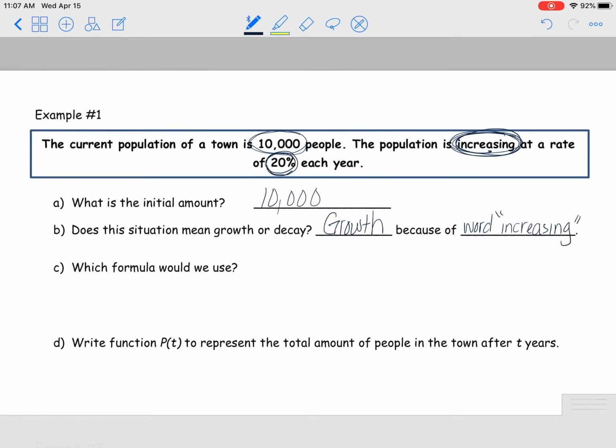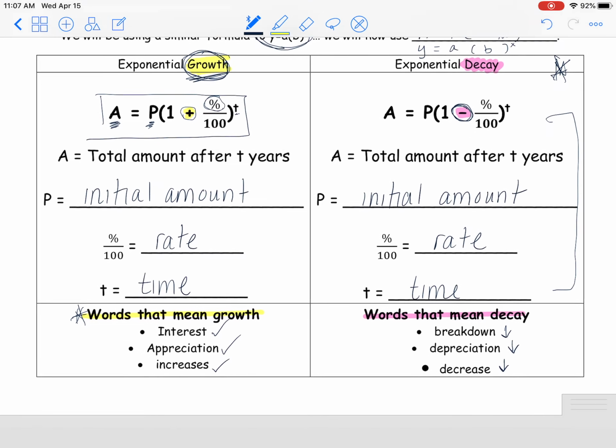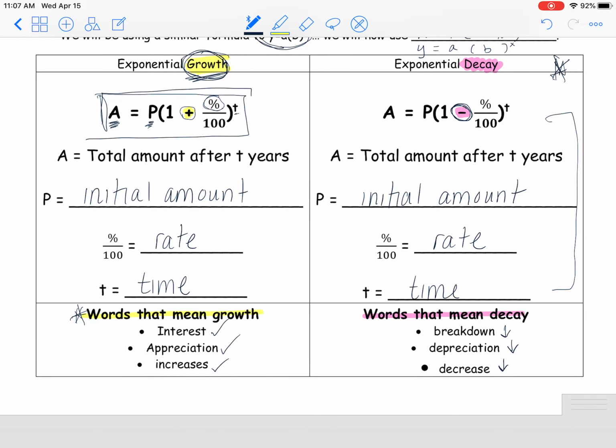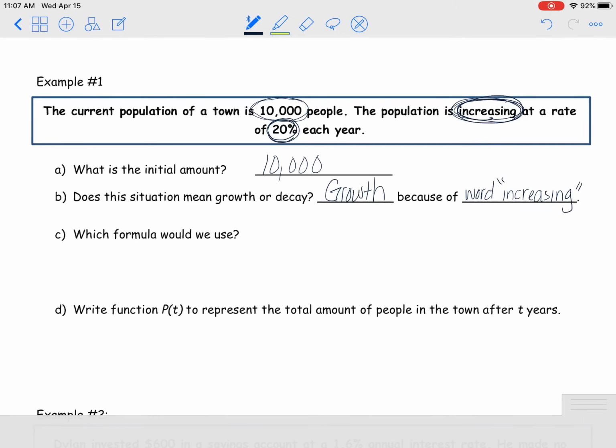So which formula would we use? So if I go back over, which formula would I use? If it's growing, that means I'm going to use this formula right here. So I would put in here A equals P times 1 plus, because it's growth, the percent over 100 raised to the T. So that's the formula we're going to use. So this right here is the ultimate question. This is kind of the goal for today. Write a function P of T to represent the total amount of people in the town after T years.